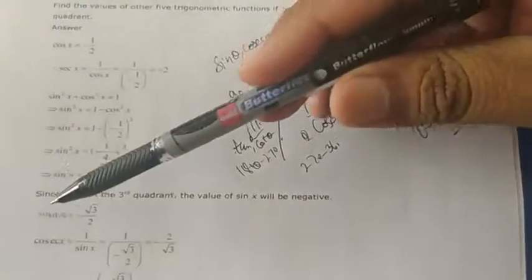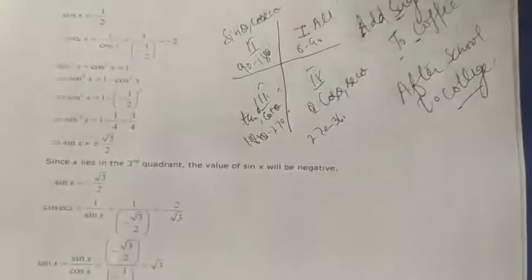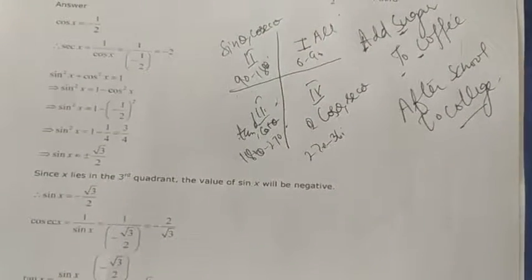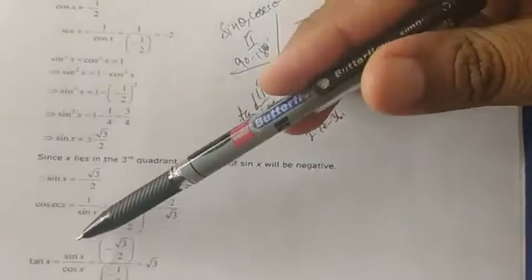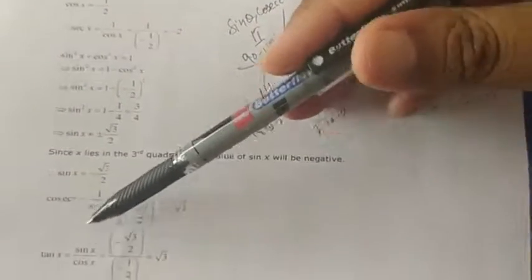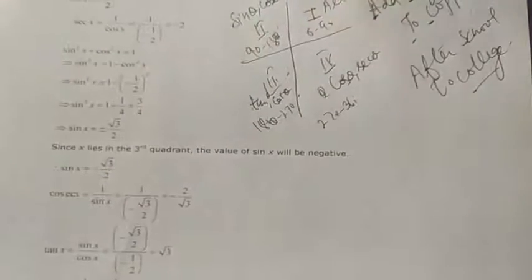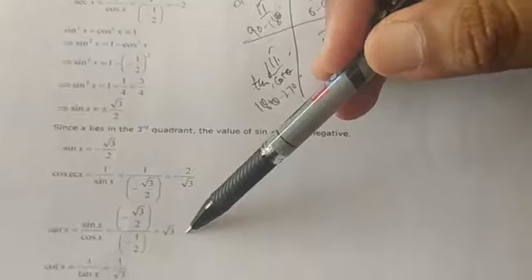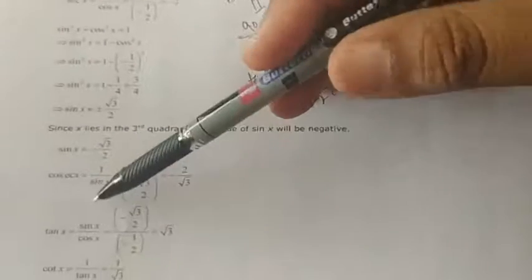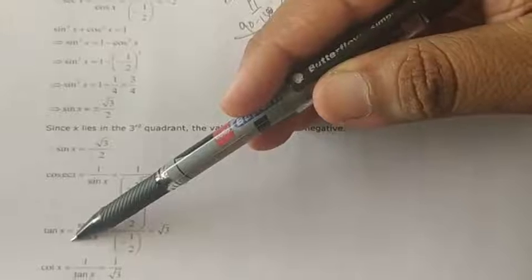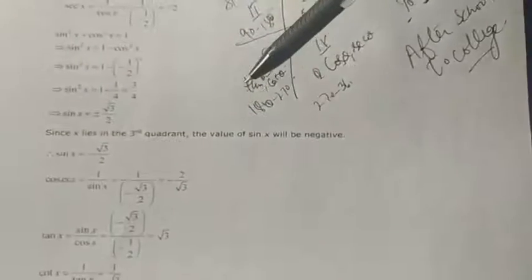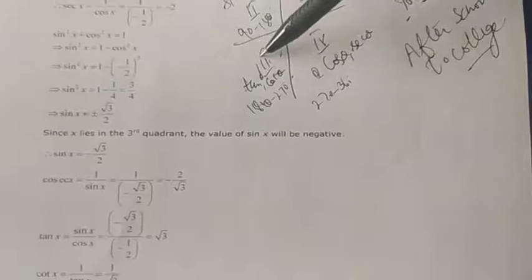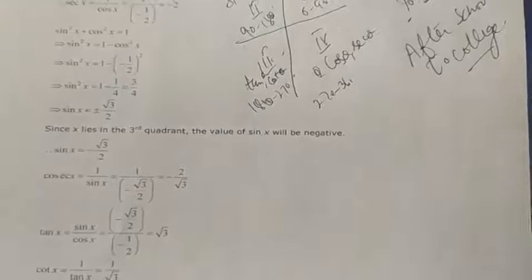With the help of sine, you may find the cosecant x, that is 1 by sin x. Just reverse the value: minus 2 by root 3. After that, tangent x. Tangent x is sin theta by cos theta, sin x by cos x. Sin x we have calculated, cos x is given to you, minus 1 by 2. You will get tangent x is equal to root 3. Similarly, cot x will be 1 by tangent x, so 1 by root 3. Tan x and cot x both will be positive because they are lying in the third quadrant. Both values should be positive, right?